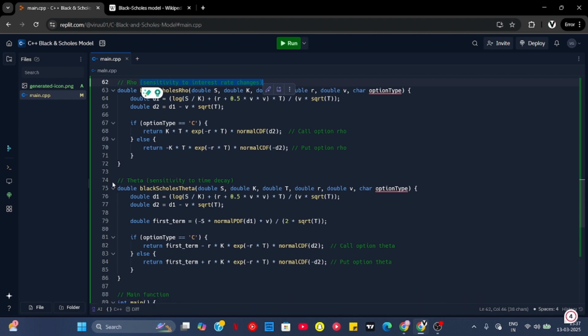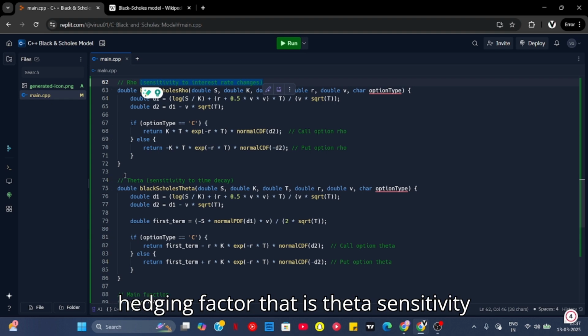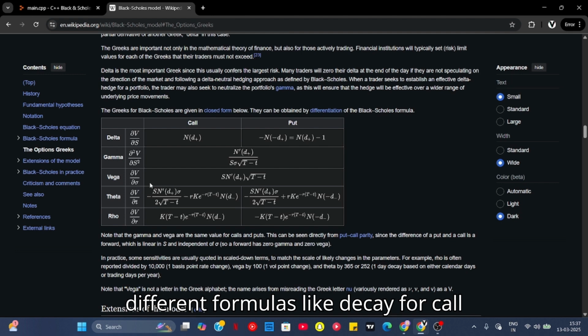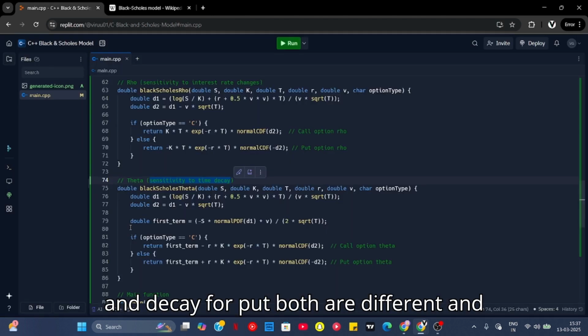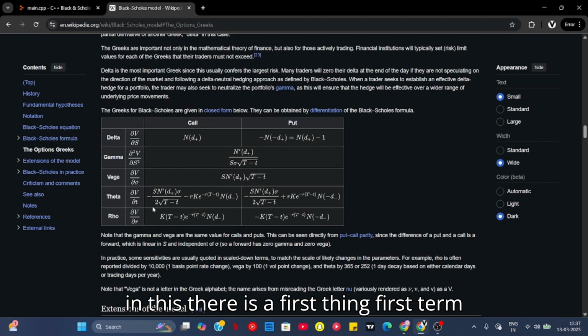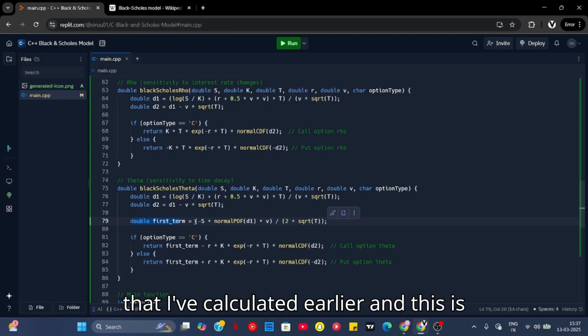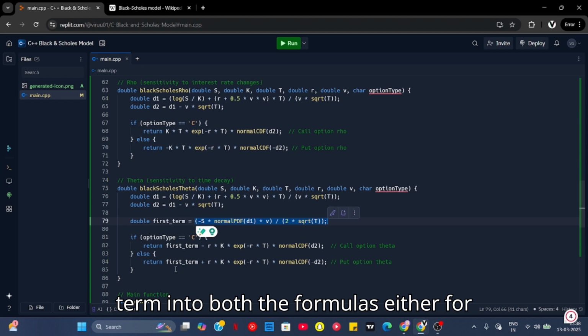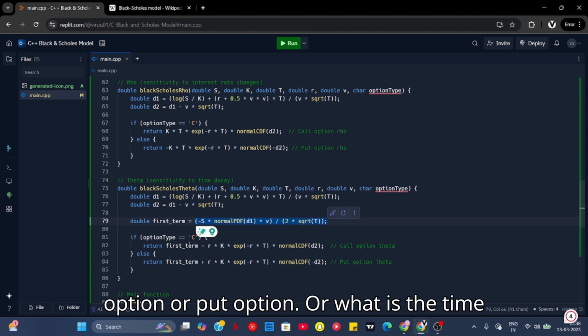Okay, and now this is the main and very important option Greek, which very many people use in their trading, investing or hedging, that is theta, sensitivity to time decay. It also has two different formulas, decay for call and decay for put, both different. Here also we first calculate D1 and D2, and then there is a first term that I've calculated earlier, and I will put that first term into both formulas, either for the call option or the put option.